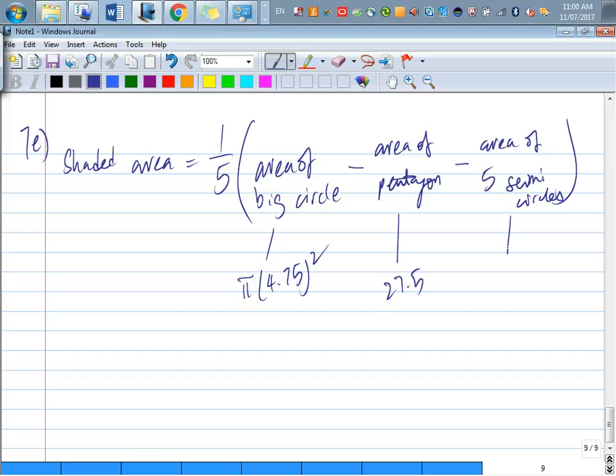Area of 5 semicircles will be 5 times half times pi r square, where r is the radius of the small semicircle. Do you have that? Two lah, right? The radius is 2. Because the pentagon has a side of 4 centimeters, and that is the diameter of the semicircle. So this is 2. So now you break down the question, and then you can solve every part. So they give you 3 marks for this.